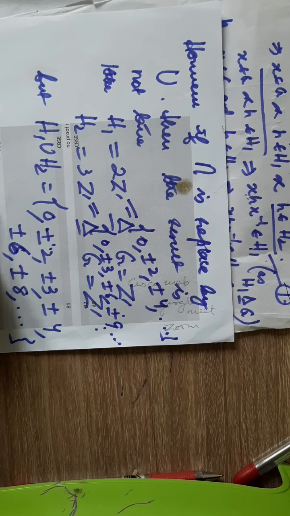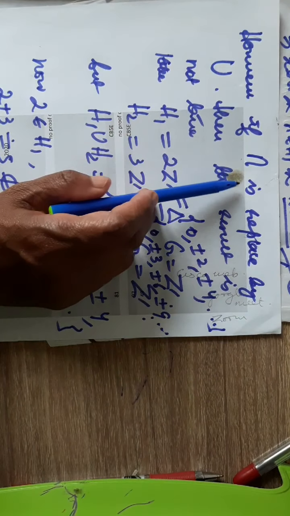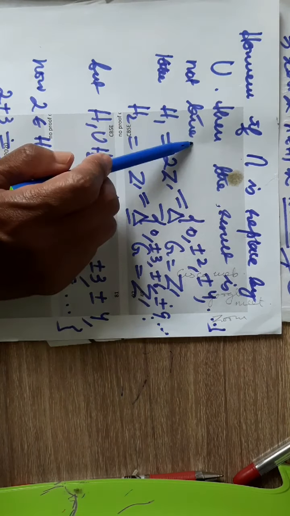Now 2 belongs to H1, 3 belongs to H2. Then 2 plus 3, which is equal to 5, does not belong to H1 union H2. So this implies that H1 union H2 is not even a subgroup of G equal to the set of integers. Therefore, if we replace intersection by union, then the result will not be true. So this will be the example for that.